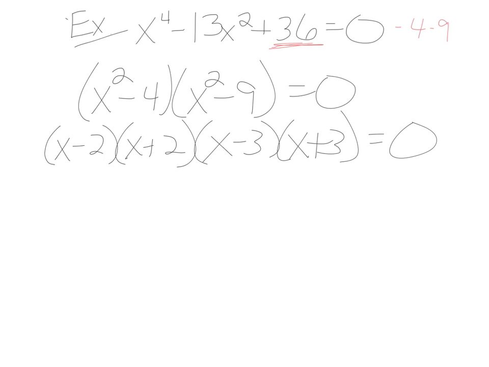Now set all of those equal to 0. And if you want to skip actually writing each one of those equal to 0 and just go ahead and solve, you can do that. So this would be x equals positive 2, x equals negative 2, x equals positive 3, and x equals negative 3.